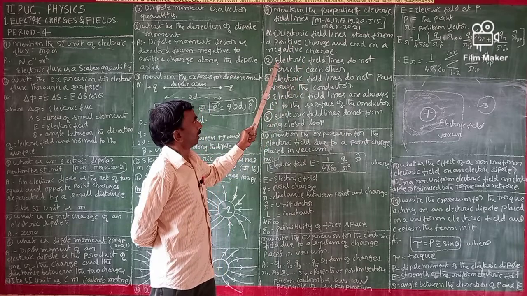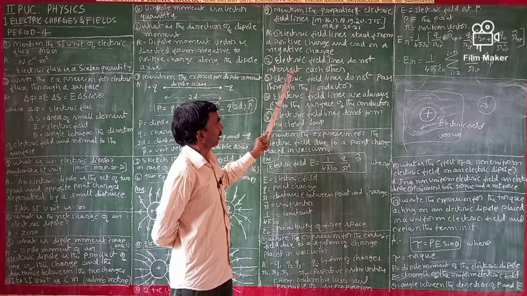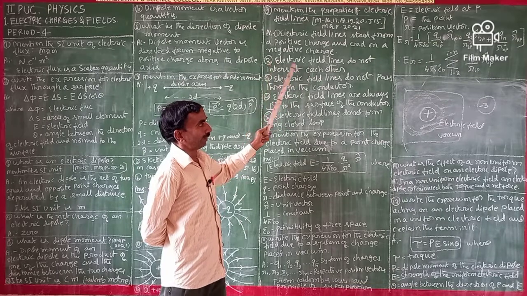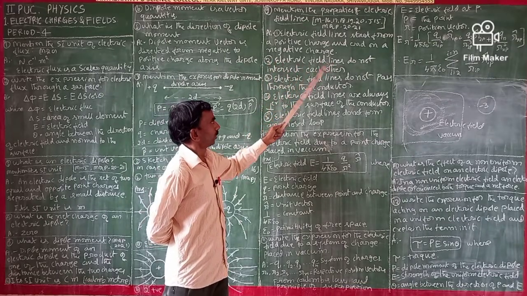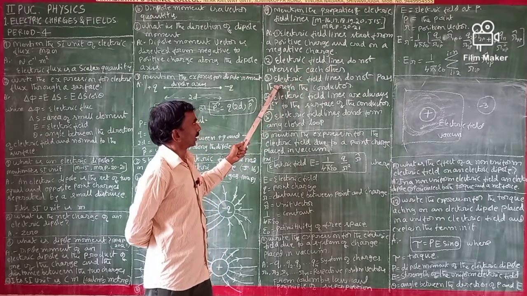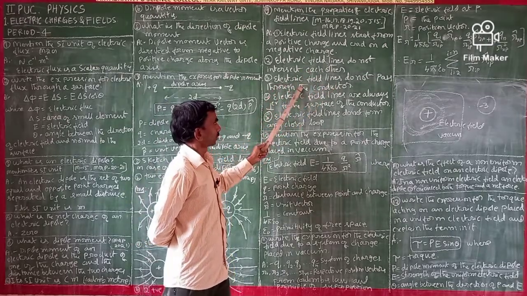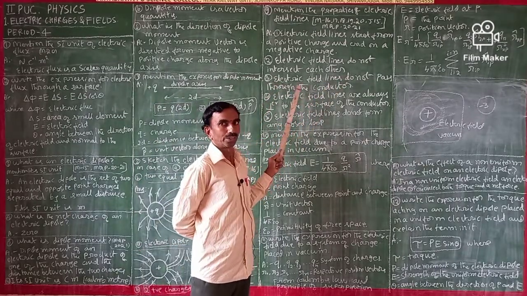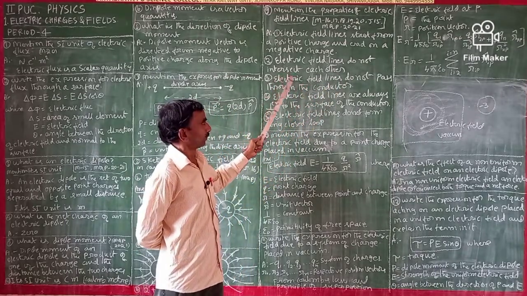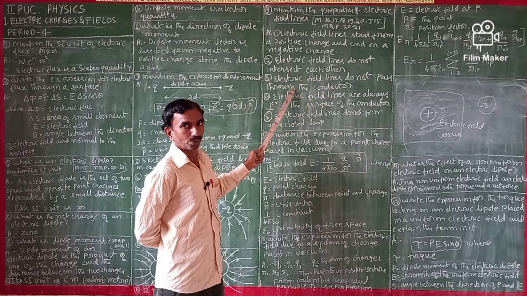The next point: electric field lines do not intersect each other. Electric field lines do not pass through the conductor.